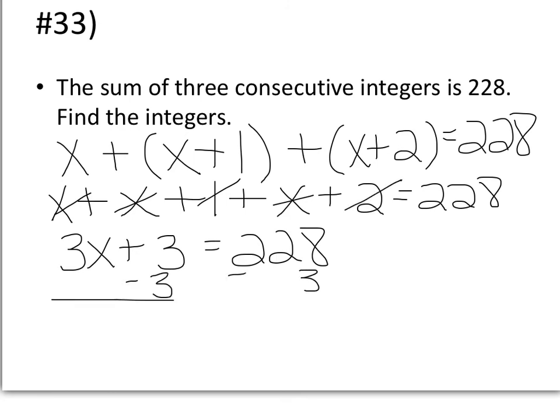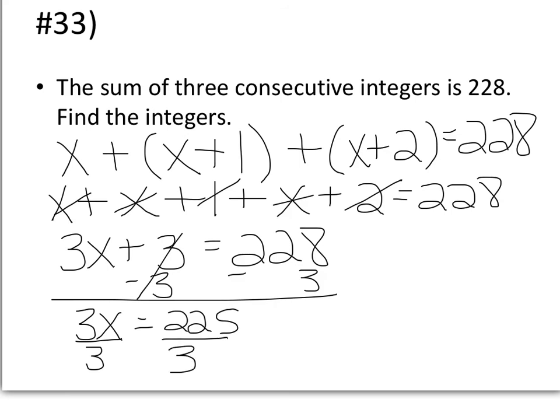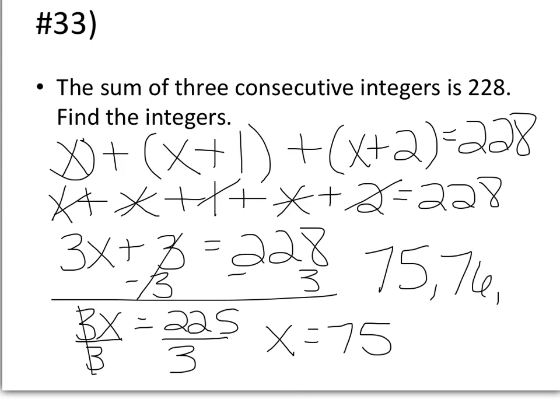Subtract 3 from both sides. You get 3x equals 225. Divide both sides by 3, and you get x equals 75. Now, 75 is x. Okay, they want to know what the 3 consecutive numbers are. So if 75 is the first number, then the next numbers are 76 and 77.